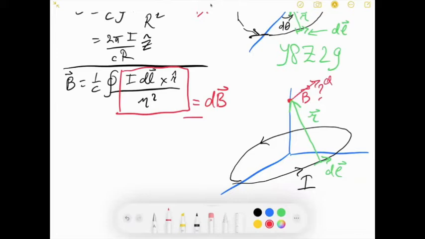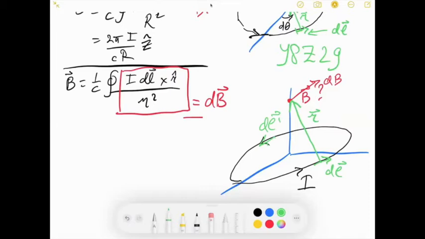So that's our dB. But of course, symmetry dictates that because we're integrating over a circle, for every point here, there's going to be a point on the opposite side that has the exact same magnitude of dB, but it's pointing in the opposite direction. So when we integrate over the circle, so that's a dl prime, there's going to be only the z component left.